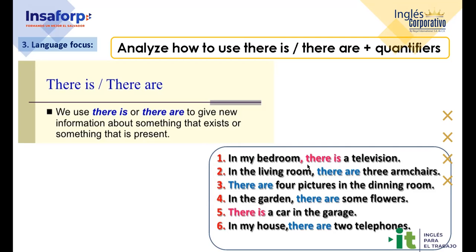So as you notice, we use the phrase in order to express the existence of something in a location, right? So in my bedroom, there is a television. In the living room, there are three armchairs, right? There are four pictures in the dining room. In the garden, there are some flowers. There is a car in the garage. In my house, there are two telephones.